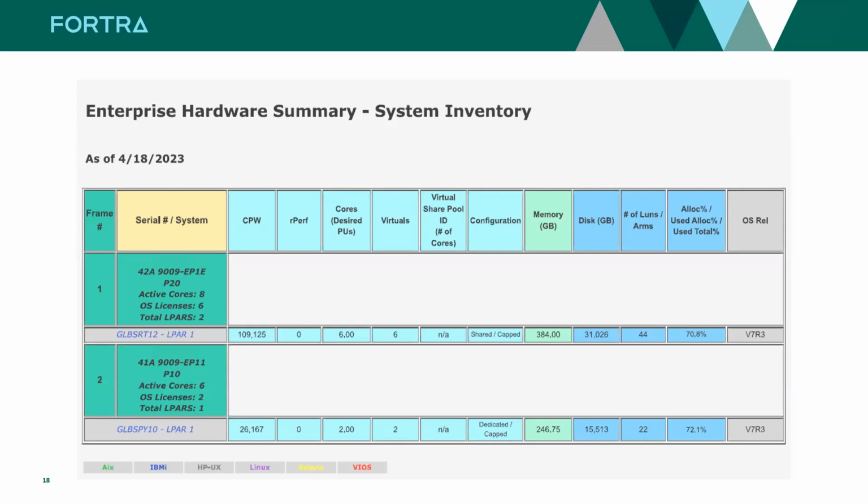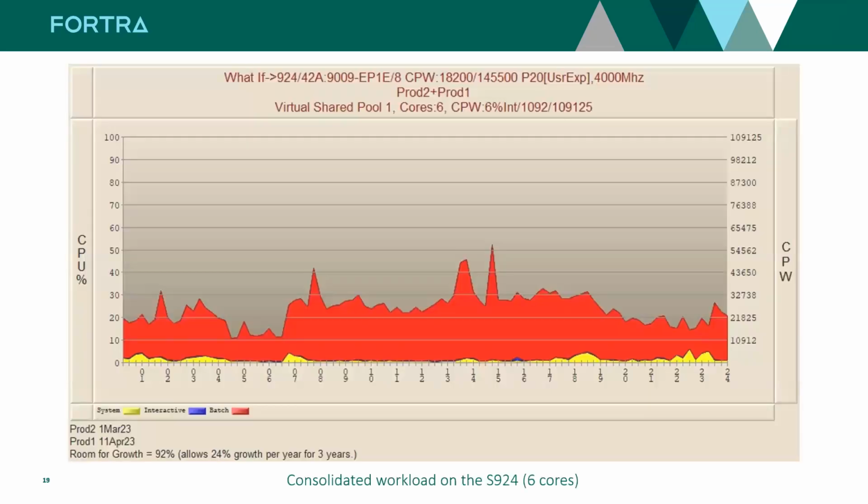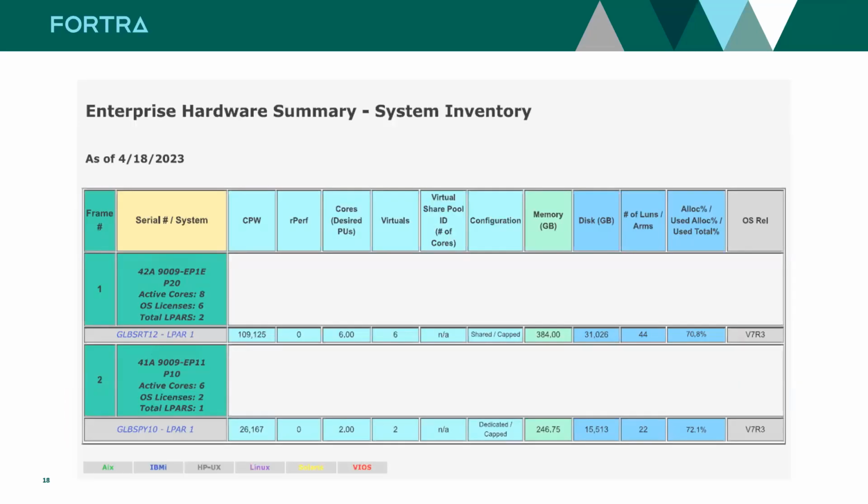Now you can see the bottom one was in dedicated cap. So it's dedicated and capped, right? That's slightly different, which is okay. I mean, that is another way, again, to control your software costs, is dedicating a machine, right? So you've got 2 P10s and you've got 6 P20s.